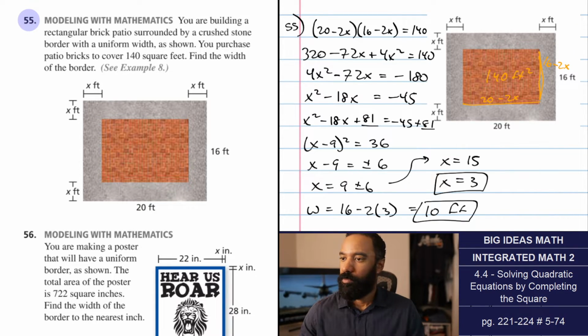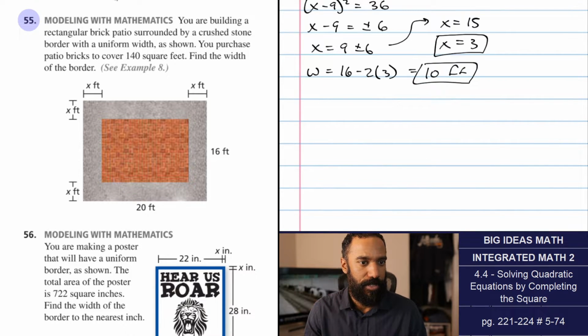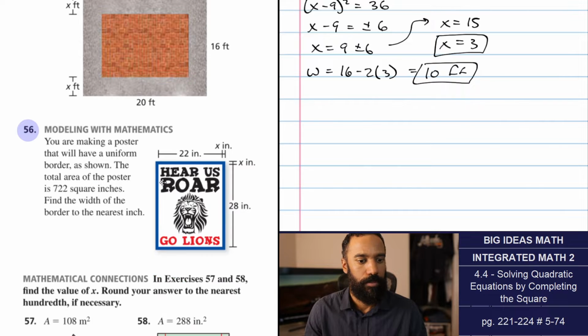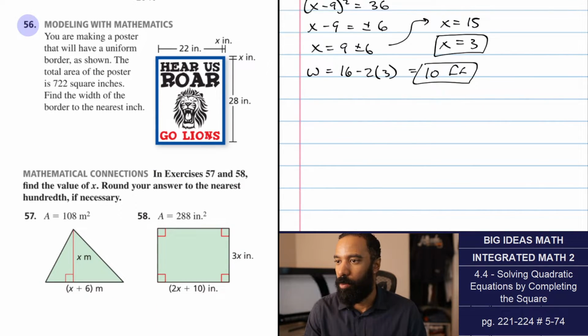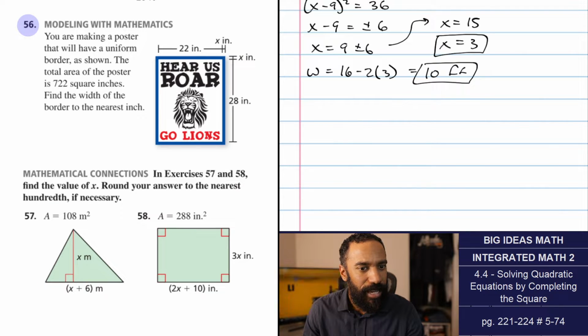Give me a second. Okay. Okay, number 56. All right, you are making a poster. Ooh, those are small little widths. Let's get this ready to go in case we have to use it.